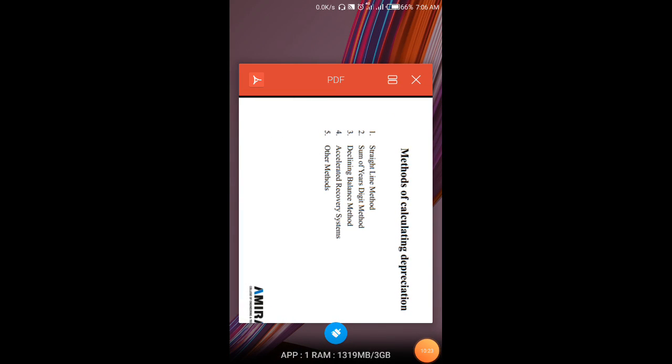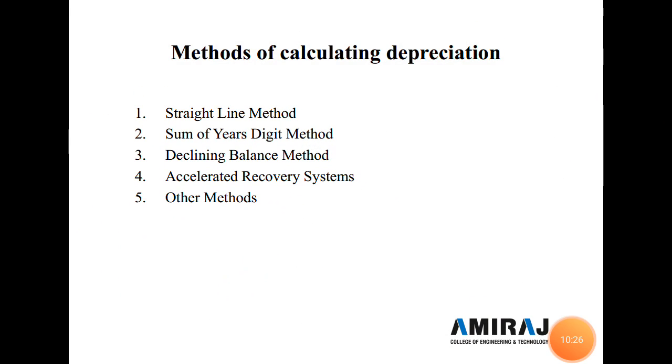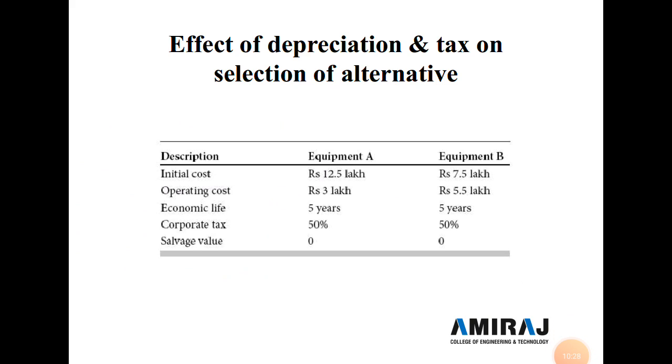Now here one simple small example is given: the effect of depreciation and tax on the selection of alternatives. Depreciation and a comparison between two equipment are given. The following five things are required: first is initial cost, second is operating cost, third is economic life, fourth is corporate tax, and fifth is salvage value. A comparison of both is given.